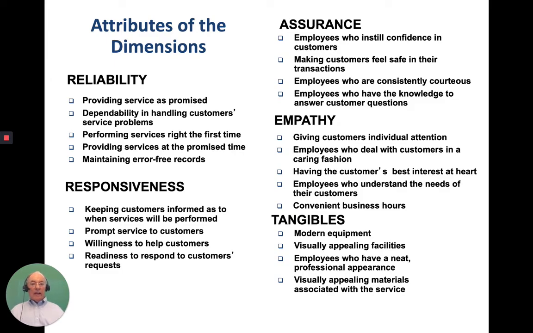Assurance, that's the trust factor: making the customers feel safe in their transactions, being courteous, and having the knowledge of what you are delivering and the product you're delivering, and so on. And then empathy, of course, again, is understanding the customer from the customer's perspective. And the tangibles, then, the first four up there are really people issues, whereas the tangibles is more of the physical aspect, if you will.